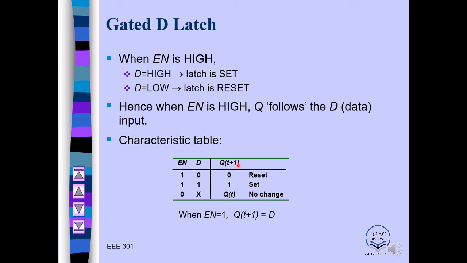And if you draw the K-map for these three, this one, this one, and this one, and simplify it, you will find that for En 1, Q of t plus 1 equals D. That means whatever value you have as the input, you will get it as the output.